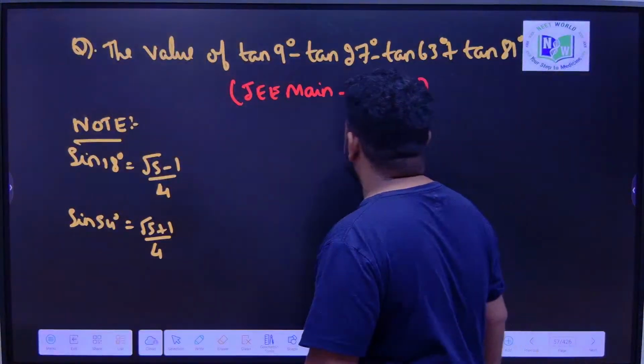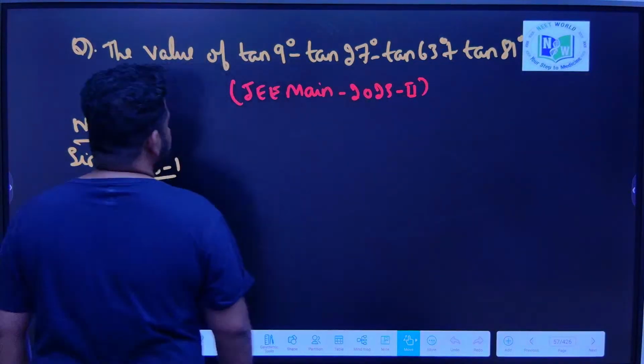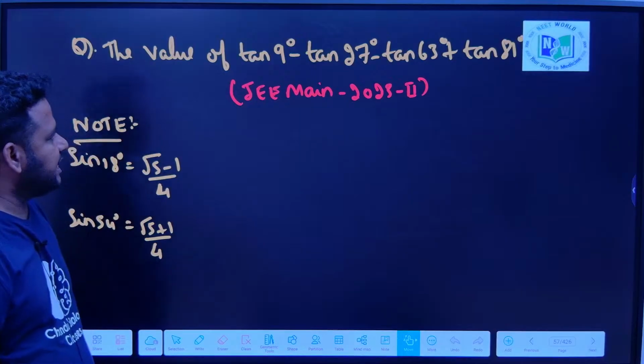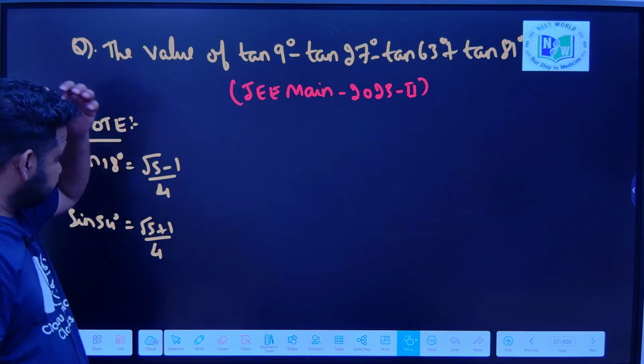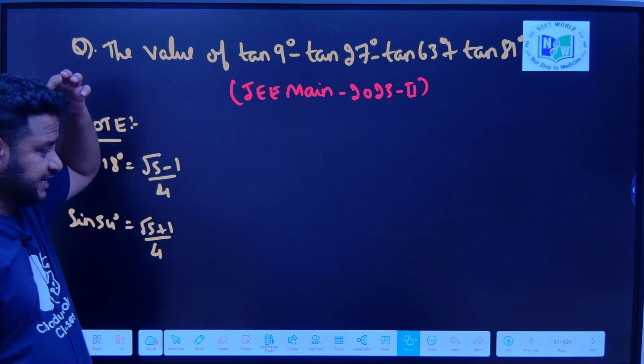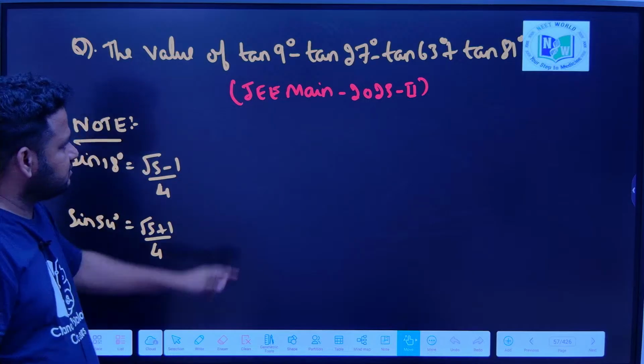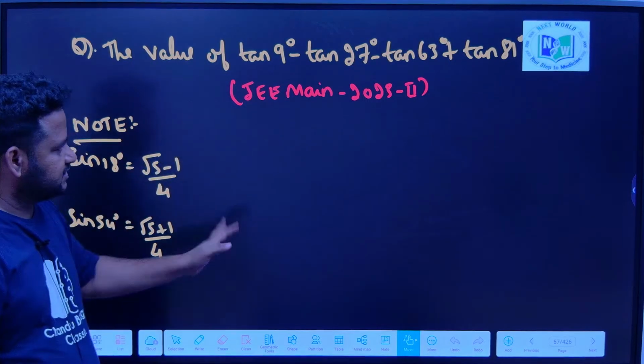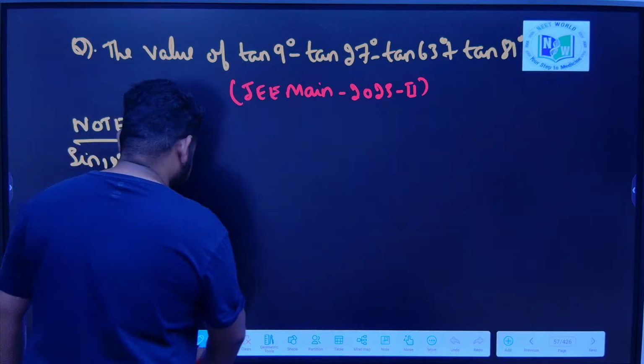Okay, look at this question. They have given the value of tan 9 degree minus tan 27 degree minus tan 63 degree plus tan 81 degree. This is what they have given. JEE Main 2023. Whichever shift it is, it doesn't matter for us.